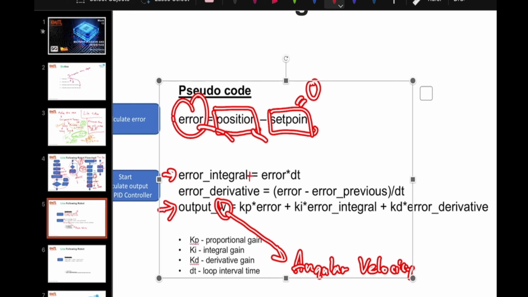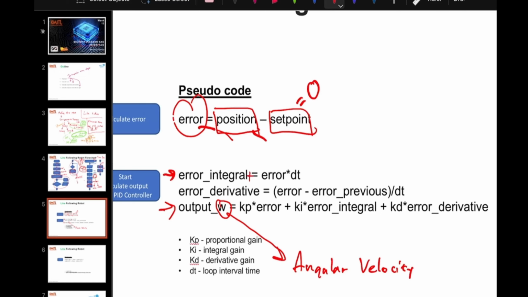And the next one, error derivative. It is from the error minus the previous error, divided by dt. I already told you that. What does dt mean? The loop interval.